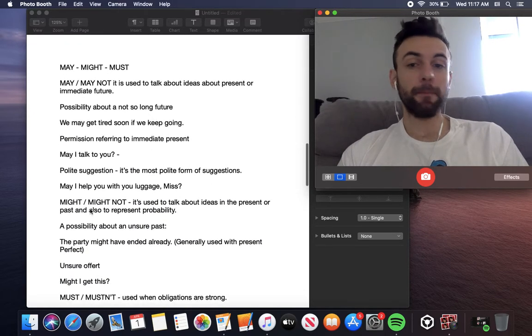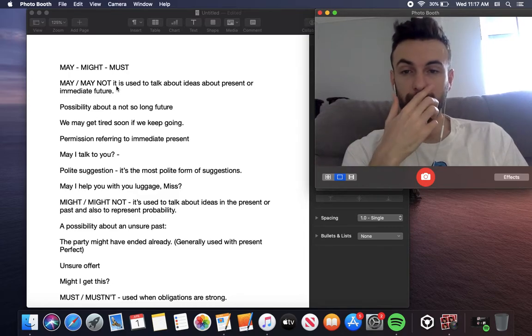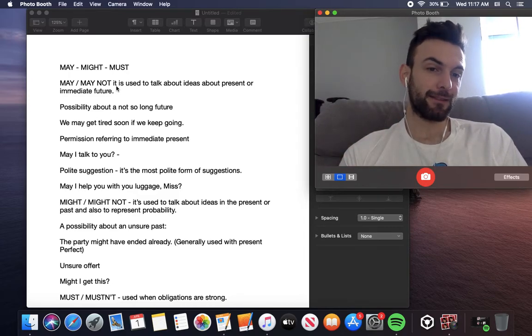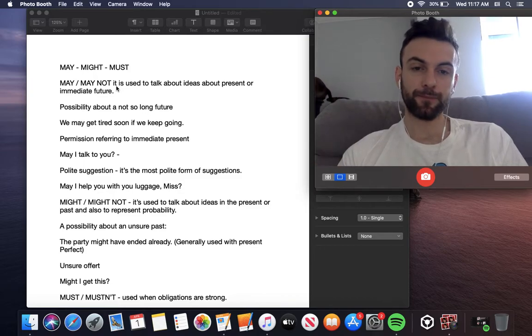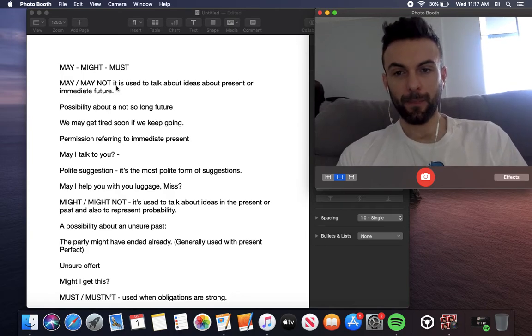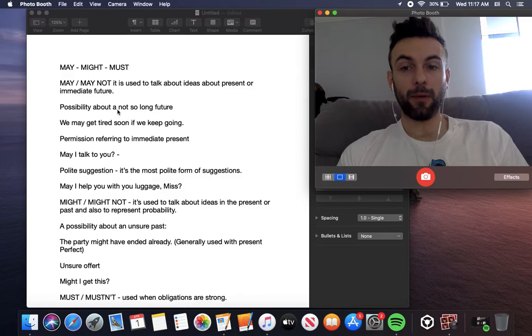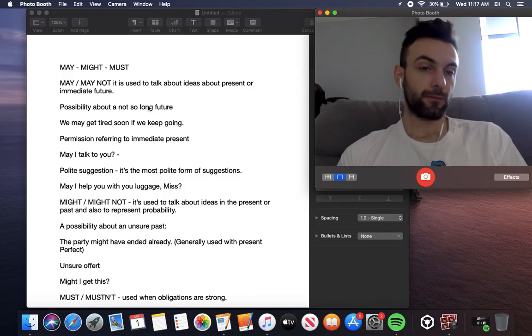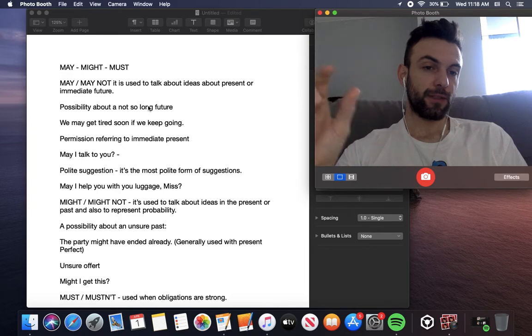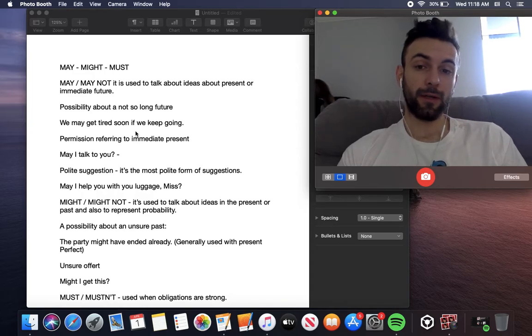May, might, and must. May has the negative form may not. Contractions are not used in this case, so there's nothing like maydn't, it doesn't exist. May not. It's my cat Zero over there. It expresses possibility about the not so distant future, the recent period of time we're going to get to. So we may get tired soon if we keep going.